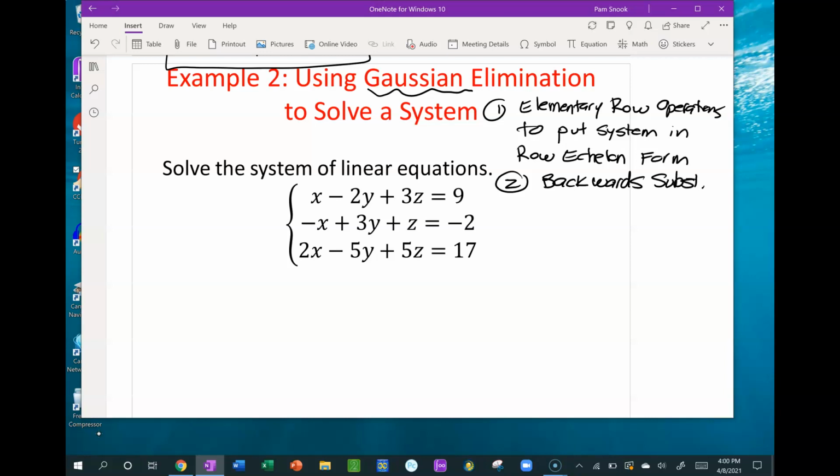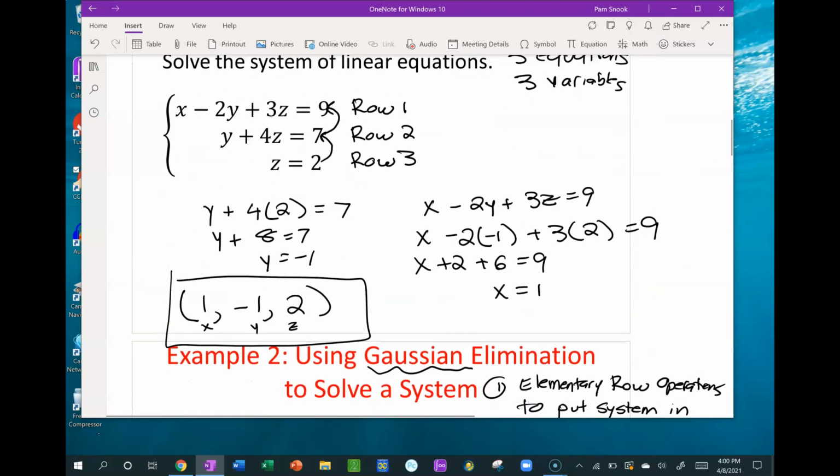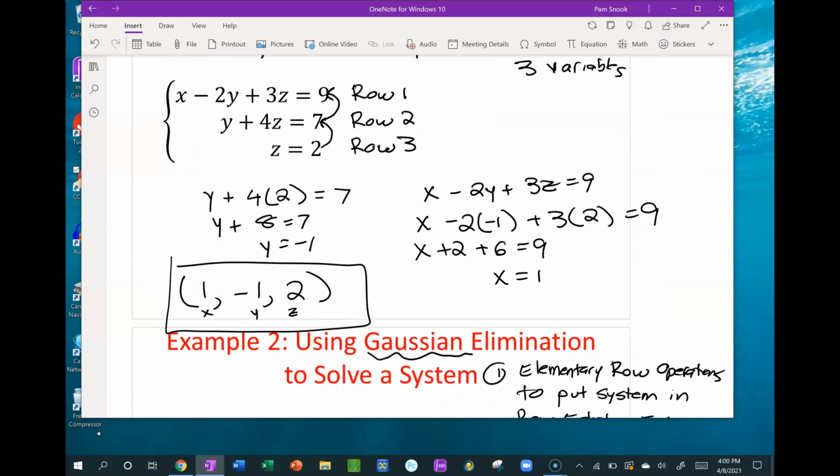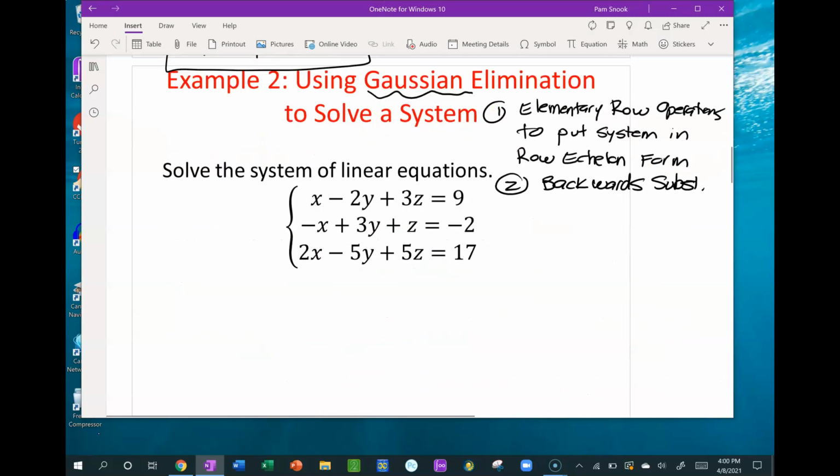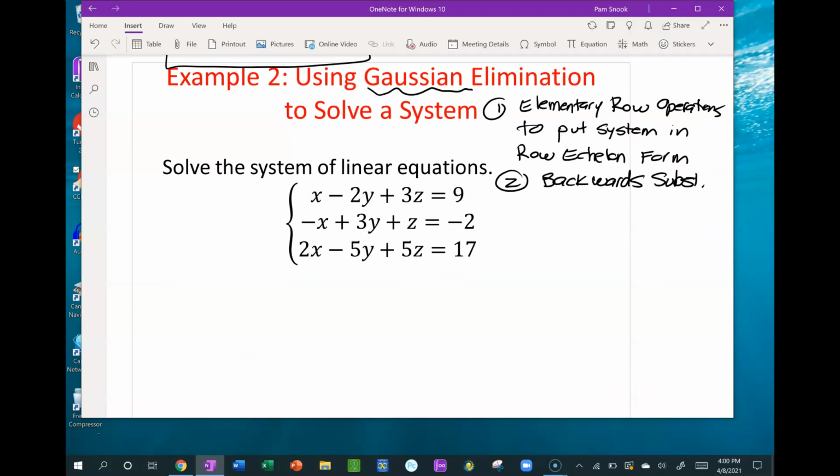To solve the system. So we're going to start with a system that looks like this. Notice each row has all three variables in it. We're going to do a series of operations that's going to make that system look like this one, where I've got three variables, two variables, and then one variable. So let's go ahead and get started so you know what I mean.